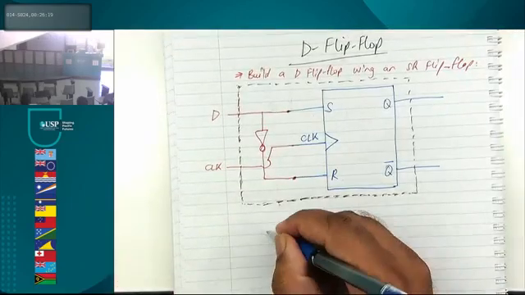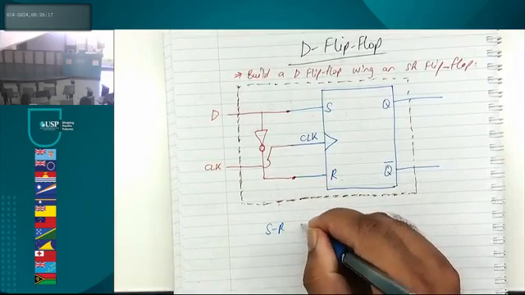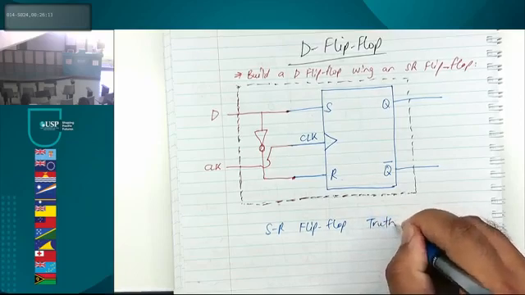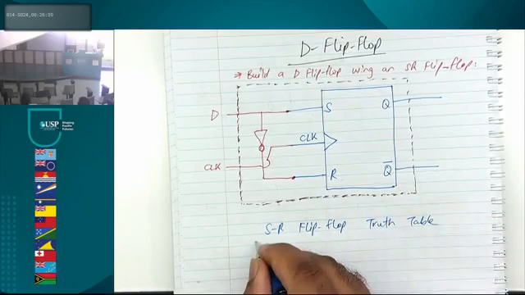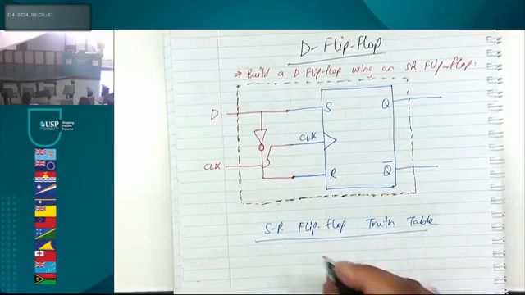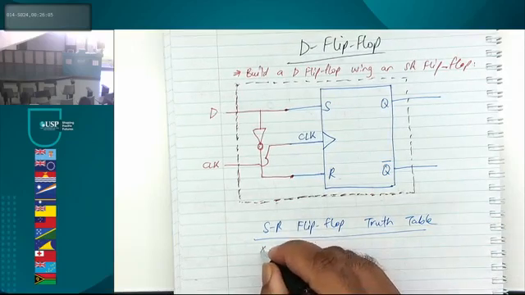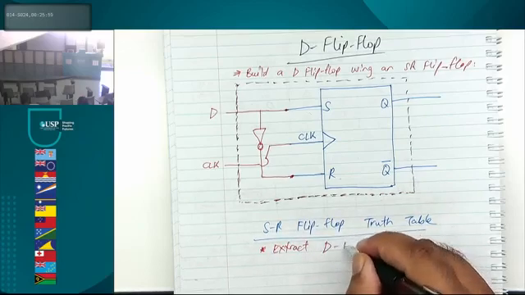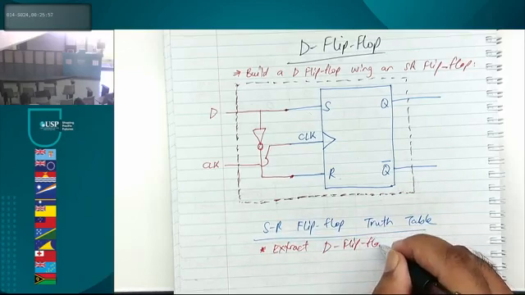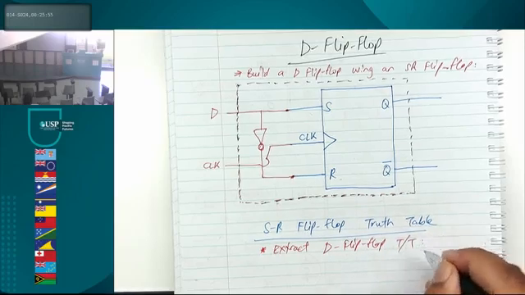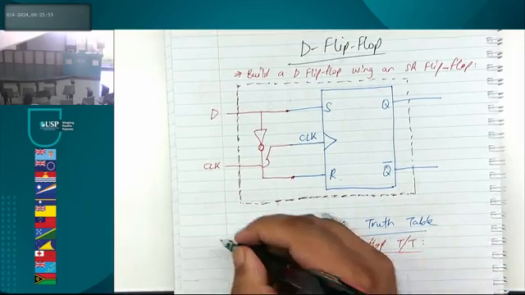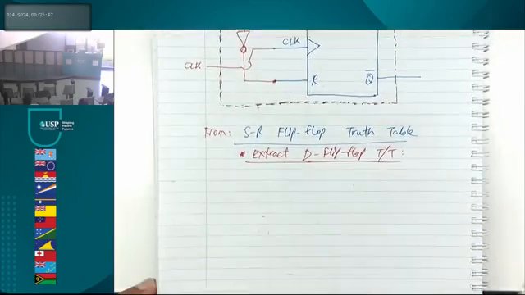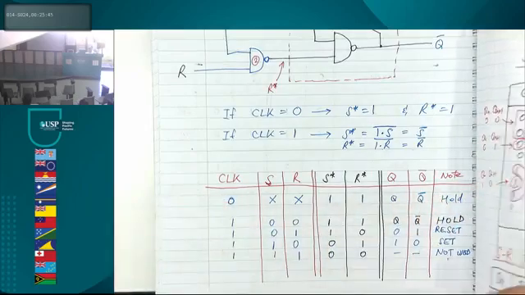Right? So the SR flip-flop truth table, right? And we want to extract the D flip-flop truth table from that. From SR, extract the D flip-flop. Okay, let's list our SR truth table.